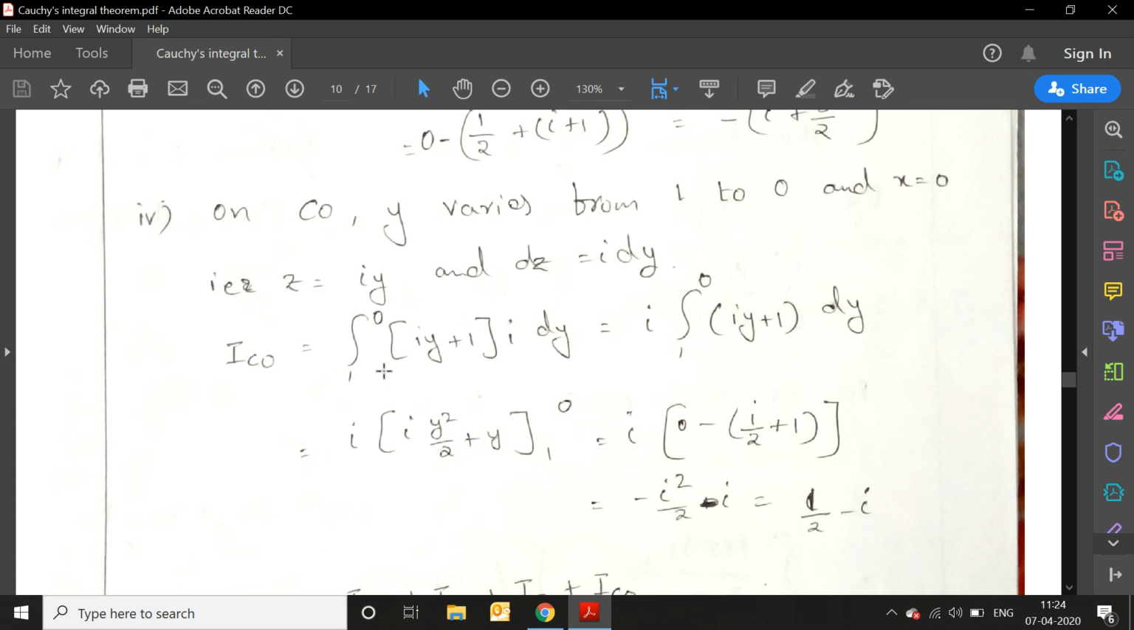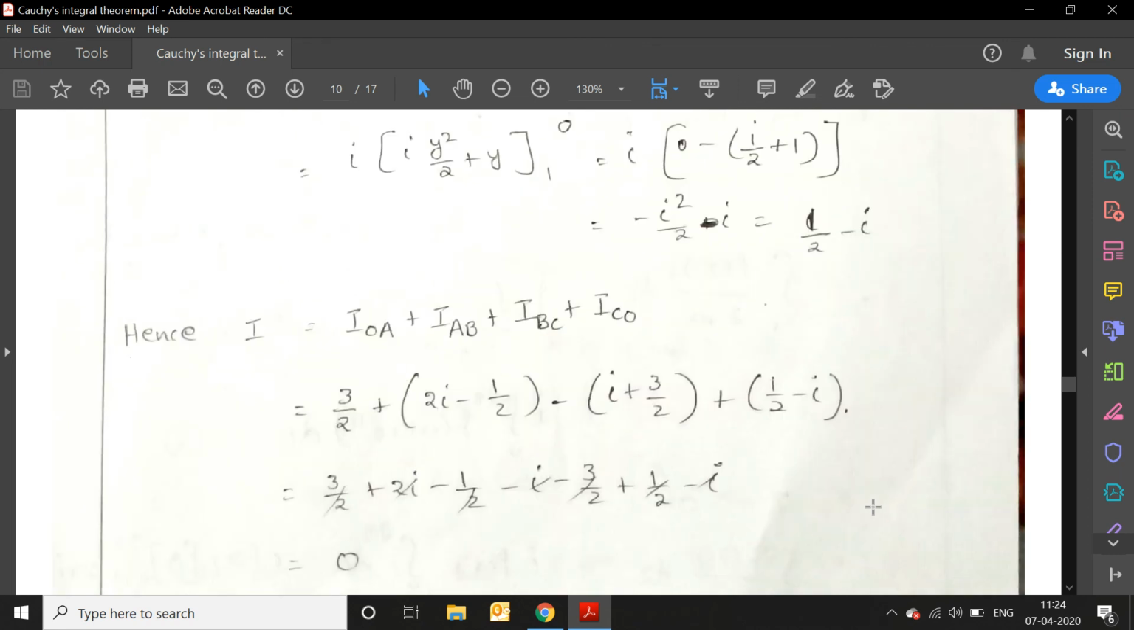So I_CO is equal to the integral from 1 to 0, where the z value is iy plus 1, into i dy. I write i outside, the integral from 0 to 1 of (iy + 1) dy. Integration with respect to y gives i y square by 2 plus y, with limits 1 to 0. The upper limit becomes 0, and the lower limit is i by 2 plus 1. So we are multiplying with i. Then it is minus i square by 2, with a minus and i multiplied by i, so the i square value is minus 1, giving plus 1 by 2 minus i.